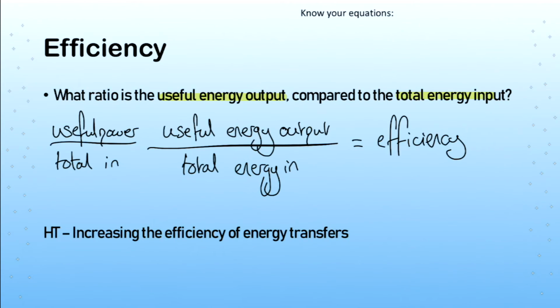And for higher tier here, we've got a little link again to increasing the efficiency of energy transfers, which really goes back to what we said in the last little bit on energy transfers, that we can do things like lubricating to prevent friction, preventing heat loss through insulation, trying to make sure that the majority of the energy that we put in comes out as useful energy. So for example, solar panels at the moment, we've got a real push on trying to make them more efficient, so turning the solar energy that they absorb into useful electricity output, and that's getting better with time.